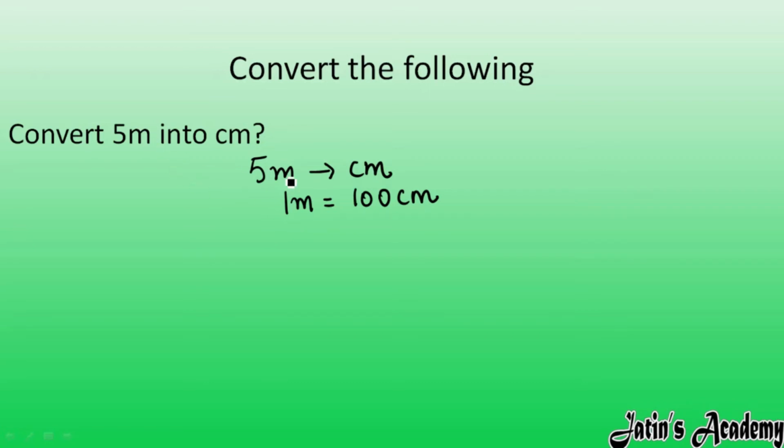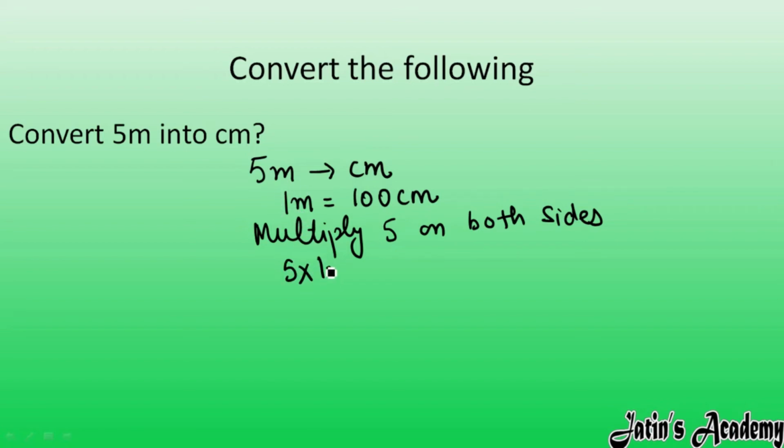Here we have to convert 5 meter into centimeter, but the relation we have is 1 meter equals 100 centimeter. So we want 5 meter. How will we get 5 meter? Just multiply 5 on both sides. 5 multiply 1 meter is equal to 5 multiply 100 centimeter. So what you will get? 5 meter is equal to 500 centimeter. So 5 meter is nothing but 500 centimeter.